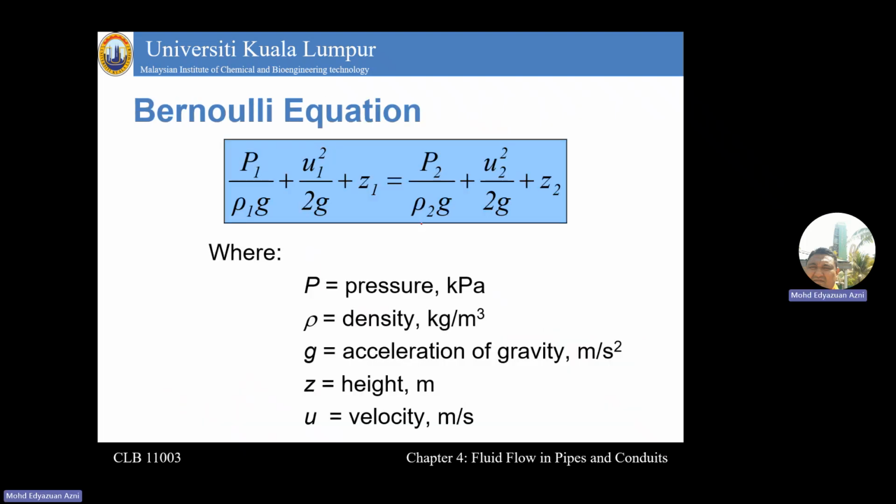Usually when we want to solve any problem in fluid mechanics, we will use this head form of the Bernoulli equation, which means we have two points on one streamline. P is the pressure, rho is the density, g is gravity, U is the velocity or average velocity, and z is the elevation.